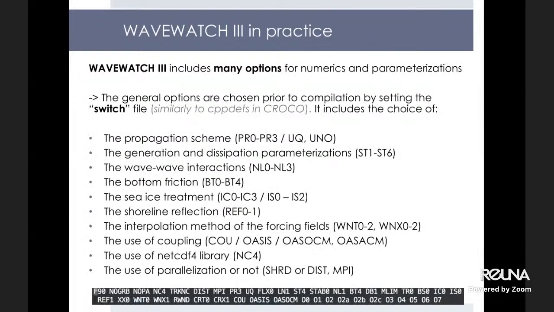Then in WaveWatch, after choosing the time steps, you have to choose all the numerical settings and parameterizations. And for that, there are 2 steps. First, a step that is named switch. These are pre-compilation settings, like the CPP keys in CROCO, and they are chosen before compilation. Then once this is chosen, you can compile, and then you can eventually set some other parameters. In these different keys for compilation, there are the propagation scheme, the generation and dissipation parameterization, the wave-wave interactions, etc. And also some settings about coupling. So we will talk about this a bit more later.